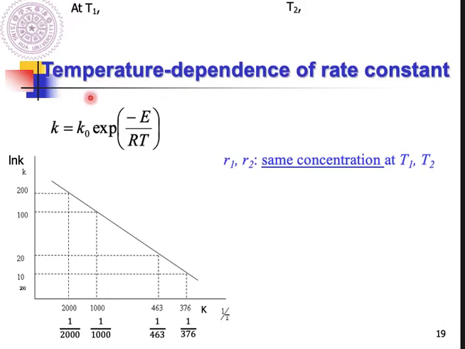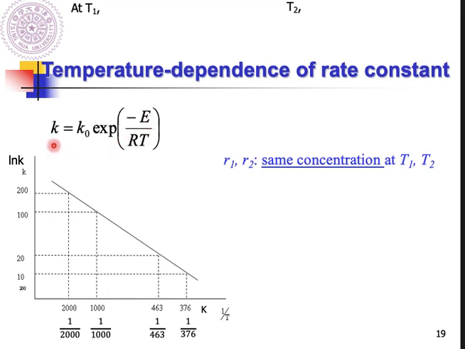Today we are going to talk about the temperature dependence of the rate constant. Based on this dependency, you can plot log k versus 1 over T. The reason is the rate constant equals k0 times exponential of minus activation energy divided by kT, or RT, depending on the unit of the activation energy.